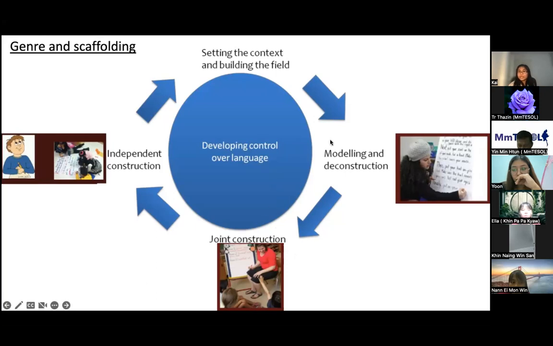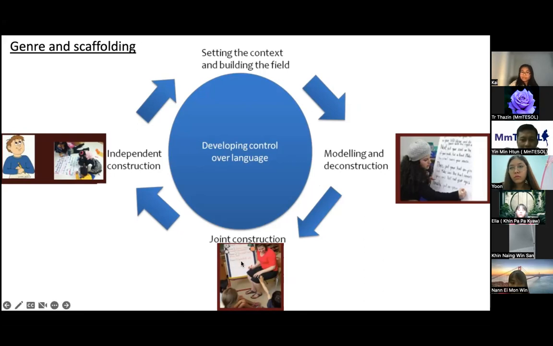And also in the second stage, we model writing the essay, which has the same genre that we want the students to write at the end of the lesson. And now in joint construction, we are going to write the same type of genre with the students. That means we give full support in modeling and deconstruction.